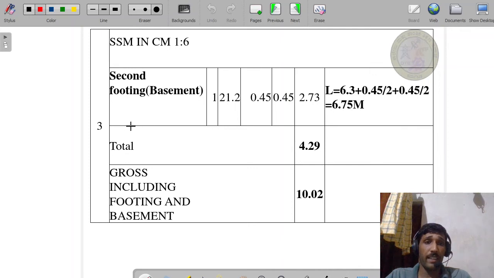Second footing. Here the second footing, number 1, and length is as usual 21.2. No junction here.